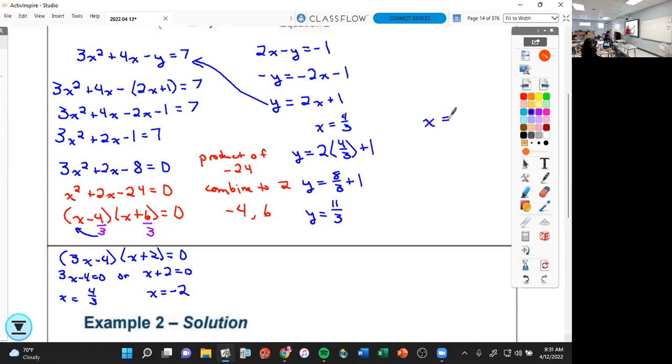The other solution is x equals -2. So y equals 2 times -2 plus 1, which gives me -3. Okay, so my two solutions are, one solution is 4/3, 11/3. The other solution is -2, -3.